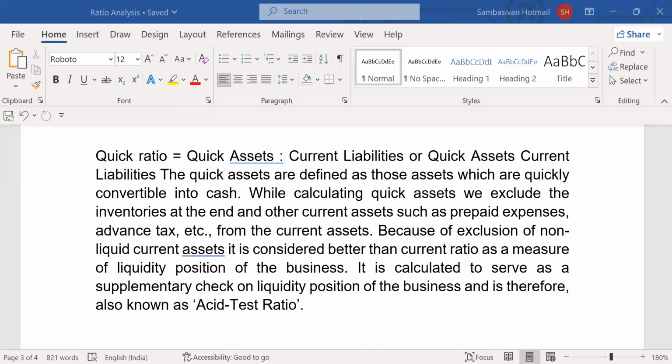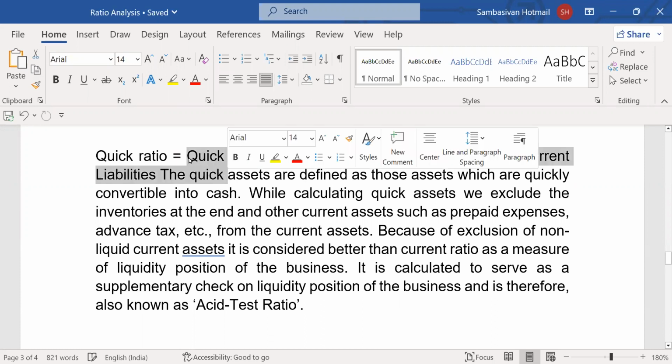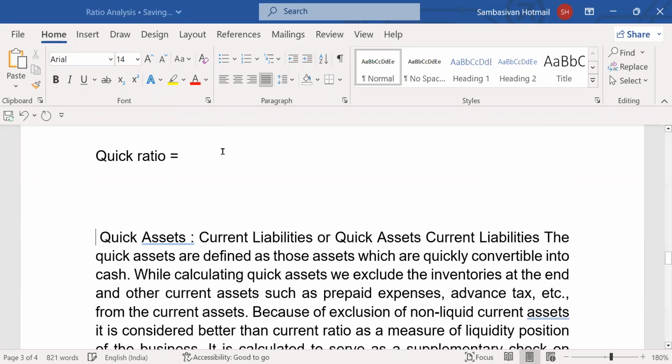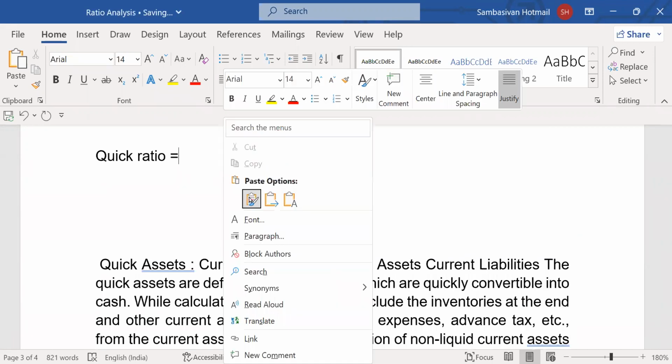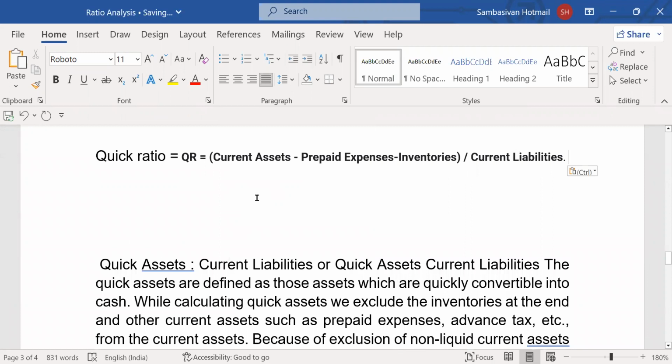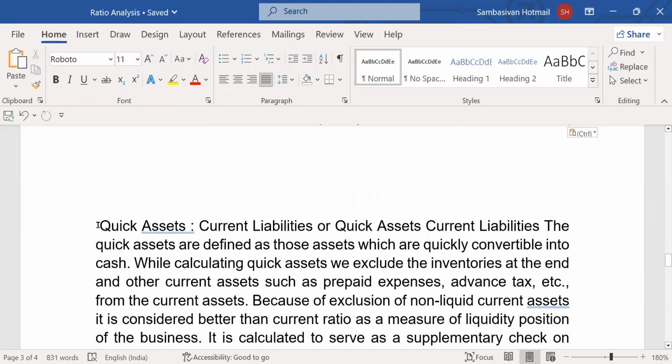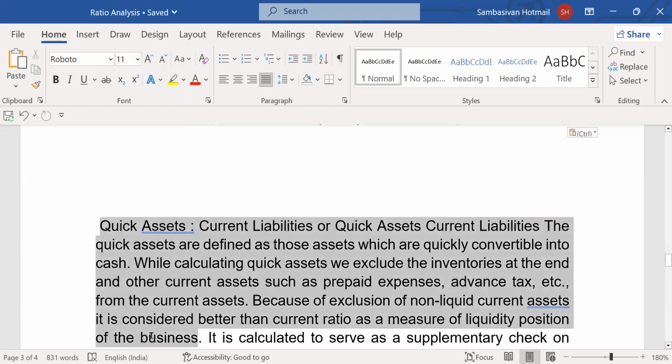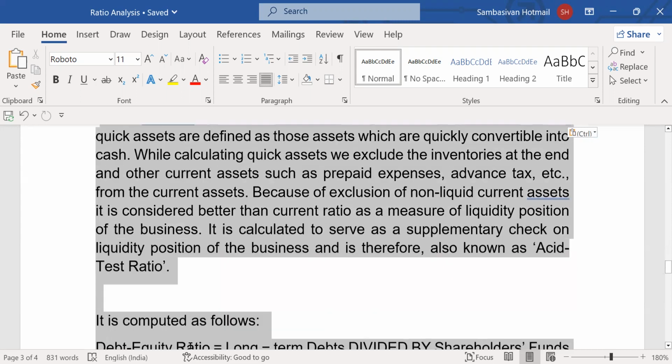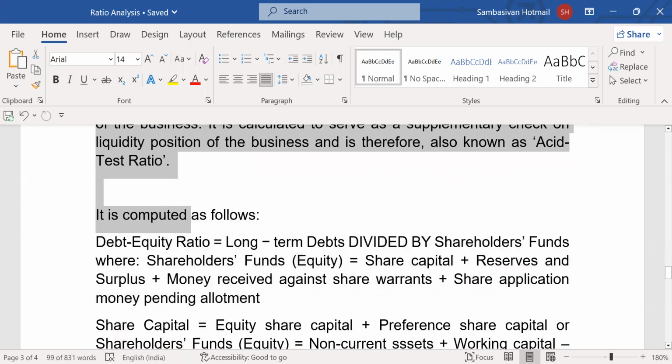I'm now giving you the quick ratio. Quick ratio, QR is equal to current assets minus prepaid expenses minus inventories, divided by current liabilities. Yes, this will be the correct ratio. This will do, because the other causes confusion. Just a minute.